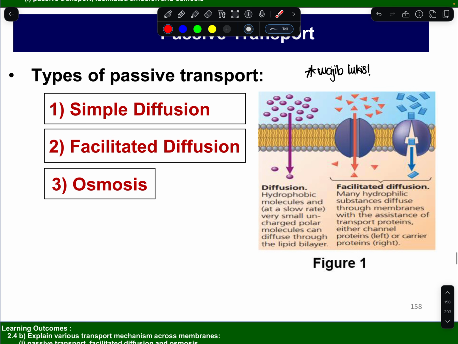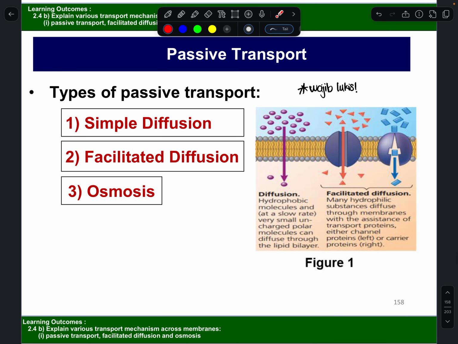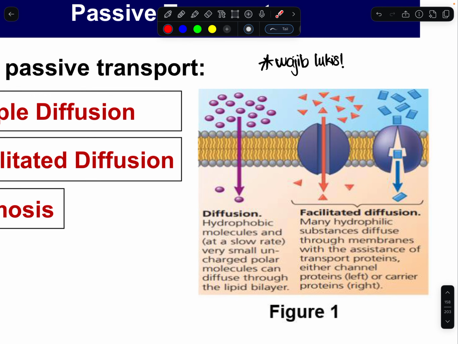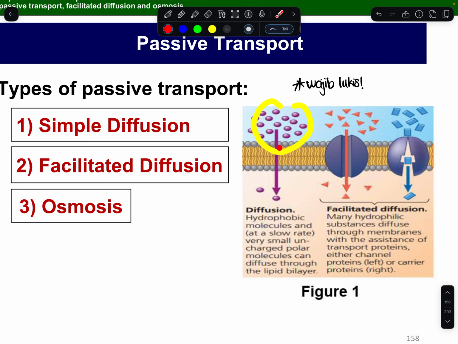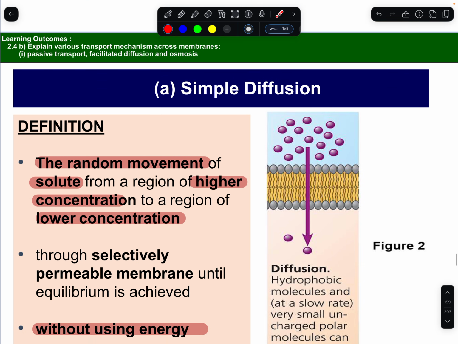Passive transport can be categorized into another three. The first one is simple diffusion. The second one is facilitated diffusion, ada bantuan, and the third one is osmosis. Okay, just based on this diagram alone, simple diffusion, the substance can simply pass through the plasma membrane. So we're gonna take a look at this one.